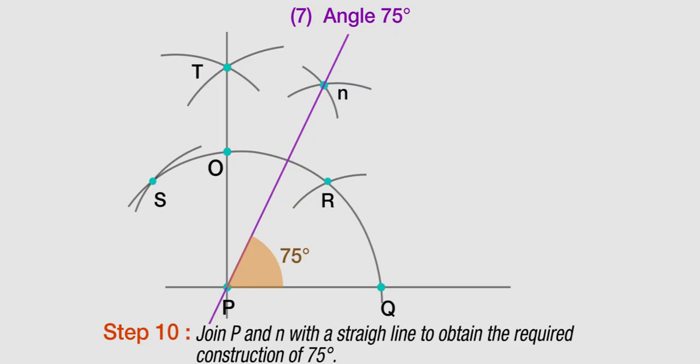Good. Now, anytime you construct the angle 75 degrees, it means you have constructed which other angle? 105 degrees, isn't it? Because 75 degrees plus 105 degrees will give us 180 degrees. Let us go through the steps for constructing 105 degrees angle.